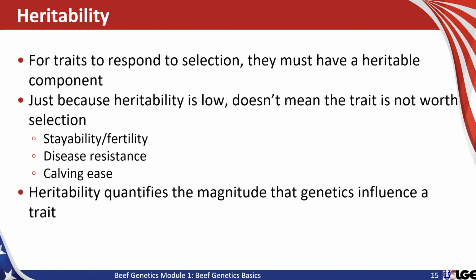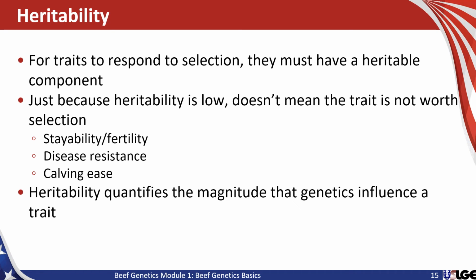So again, for traits to respond to selection, they must have a heritable component. Few traits have heritabilities of 1, but a few do. So if we think about qualitative traits like horn status, either horned or polled, or coat color, genetics describe that variation very precisely. So they may have a heritability that's close to 1.